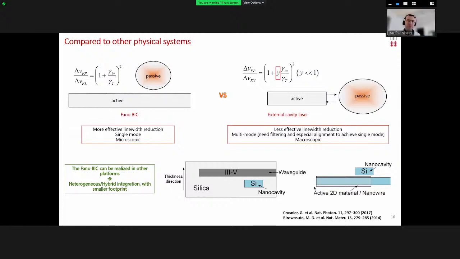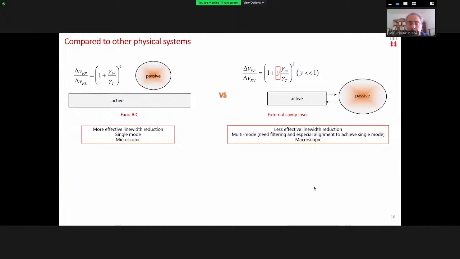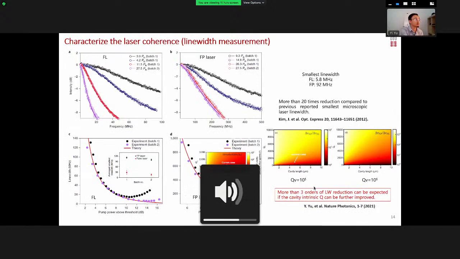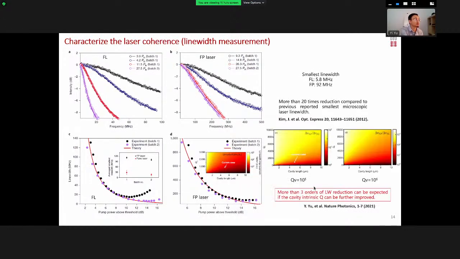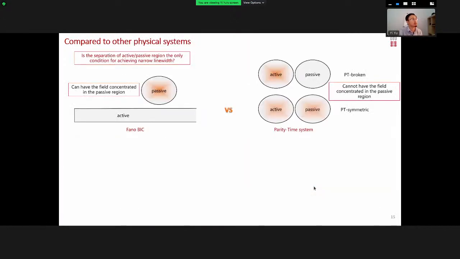Yes, please. If I understand the reasoning correctly, I would expect that there is no advantage in increasing the size of the active region, because all that matters is the field in the passive cavity. Is that correct? I think, yes, for the BIC scheme it is better to have most of the field concentrated in the passive regions. And this is feasible if the intrinsic Q of the passive cavity can be made very high.